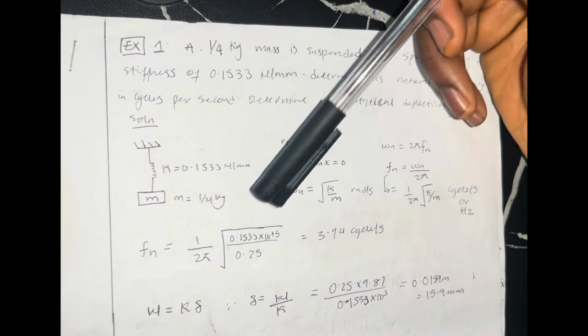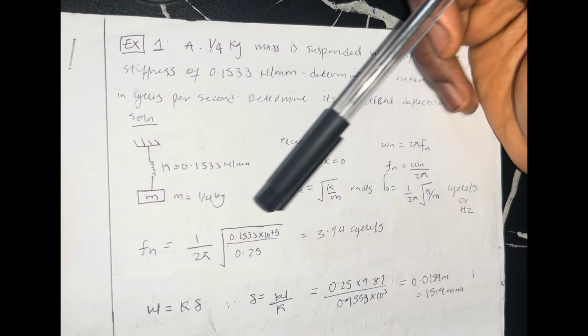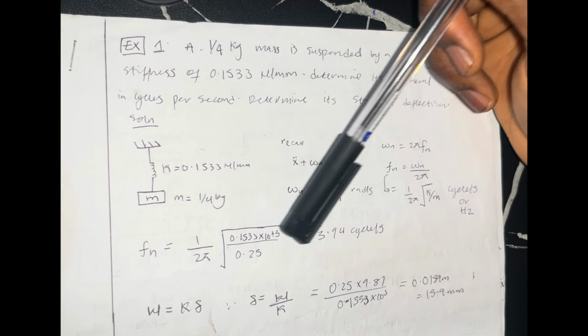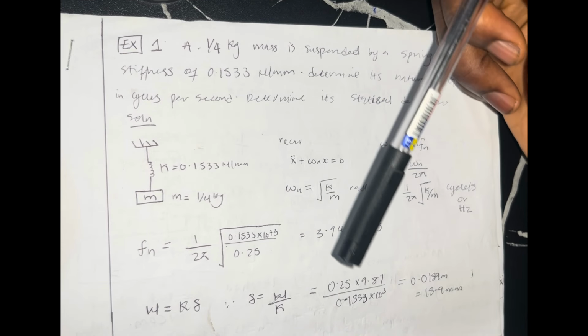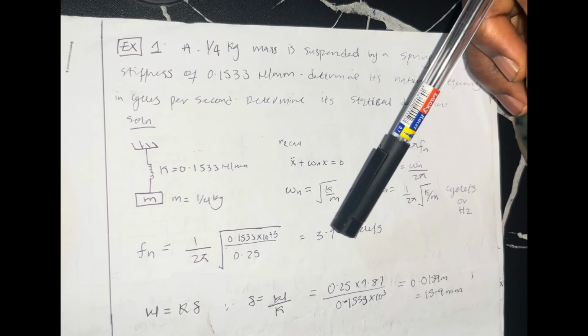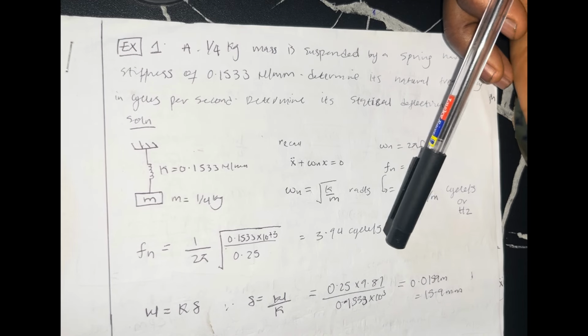So 1 over 2 pi, we have what our k is, we have what our m is, which is 1 over 4, which is 0.25 kilogram. So when you put this into this equation, now we obtain 3.94 cycles per second.